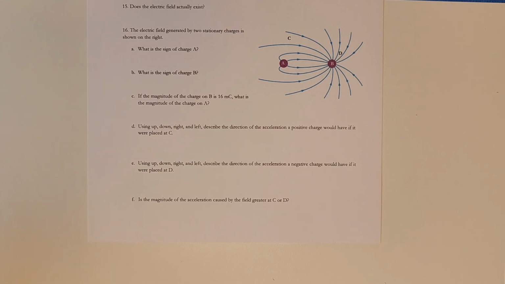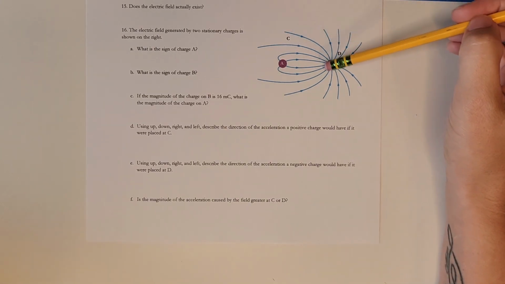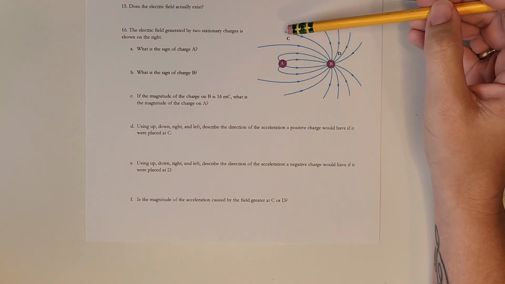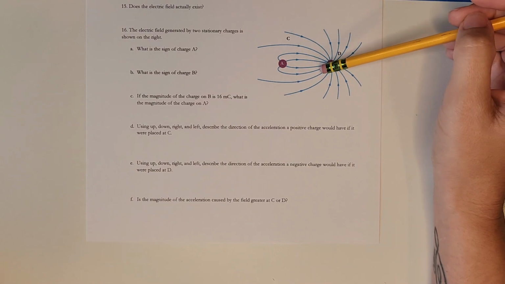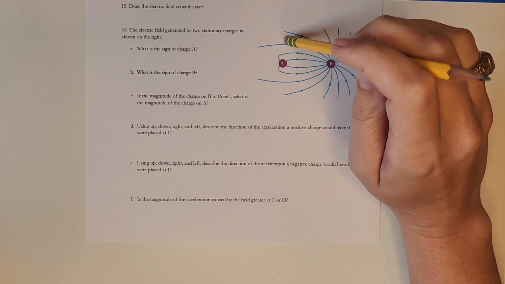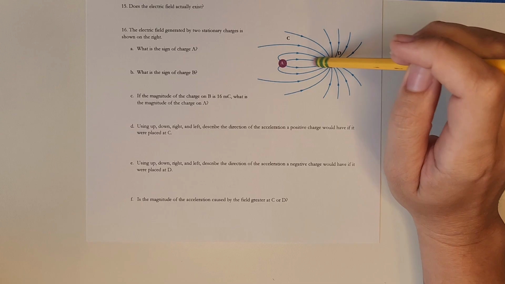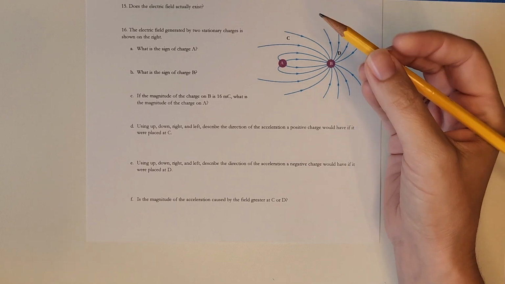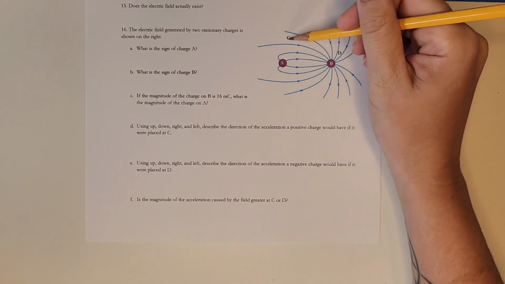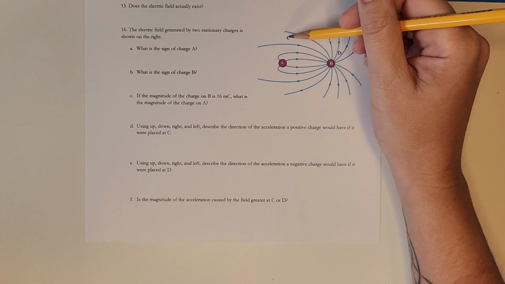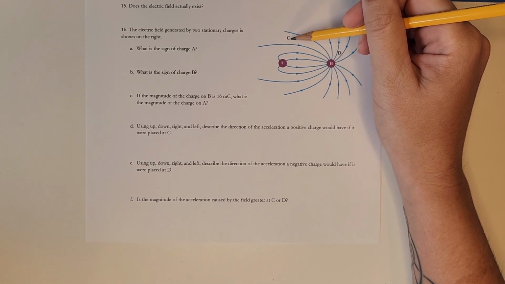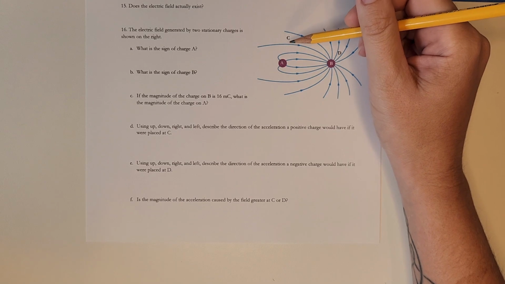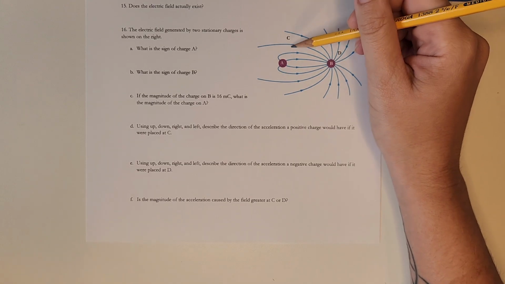For D, using up, down, right, and left, describe the direction of the acceleration a positive charge would have if it were placed at C. Positive charges are just going to be accelerated in the direction of the nearby electric field lines. So if we stick a positive charge here, it's just going to accelerate in the same direction as the field lines around it. And so for D, or I should say for C, this location, if we put a positive charge here, it's going to accelerate down and to the right.